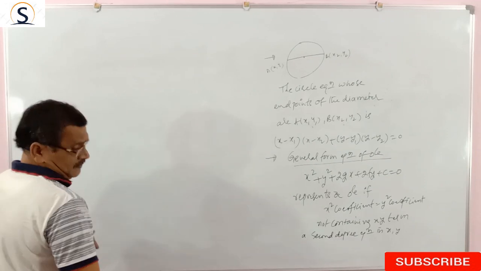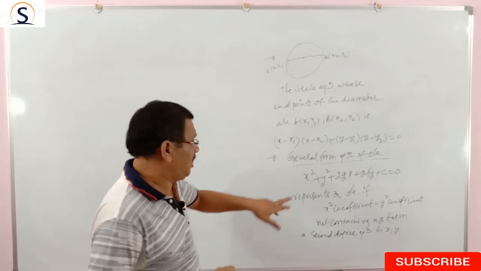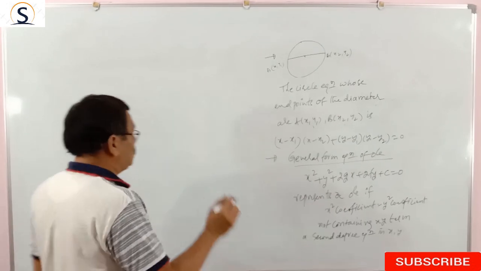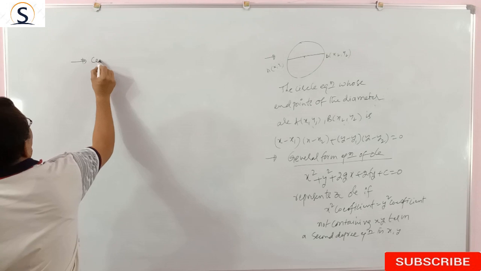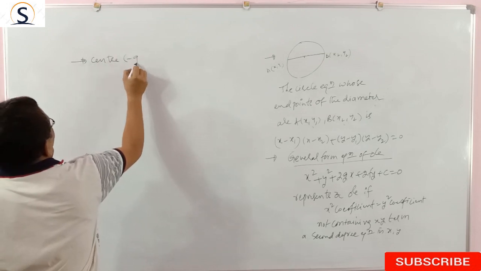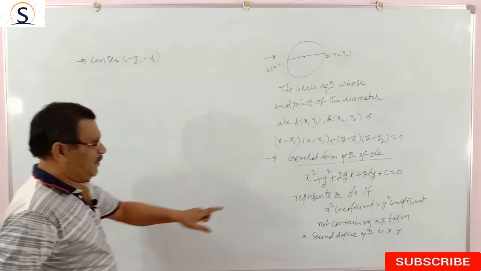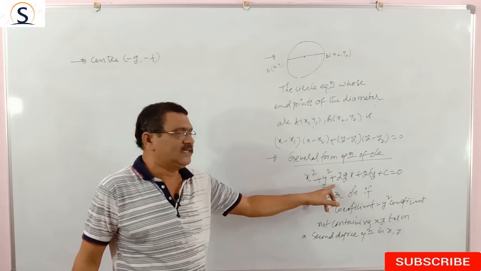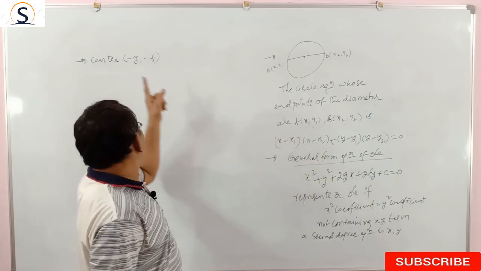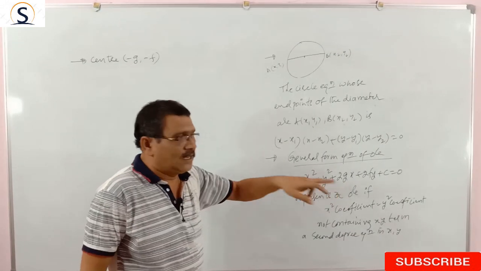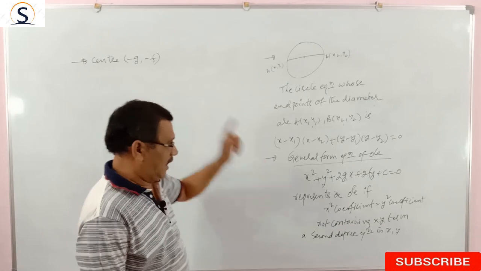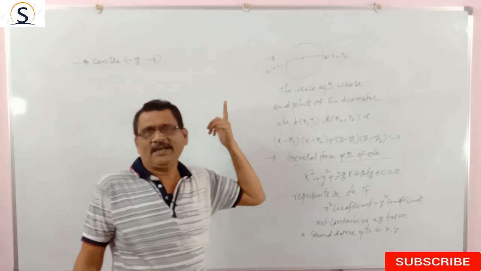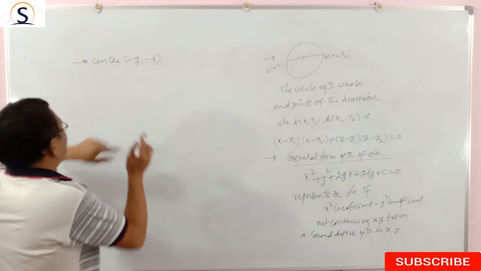Now, when the equation is in the form x square plus y square plus 2gx plus 2fy plus c, the center is equal to minus g, minus f. Simply take half the x coefficient and then the opposite sign. Here is plus, we are taking minus. 2g is there, 2g by 2 is g, and we are taking minus. 2f by 2 is f. Therefore, this is the center.